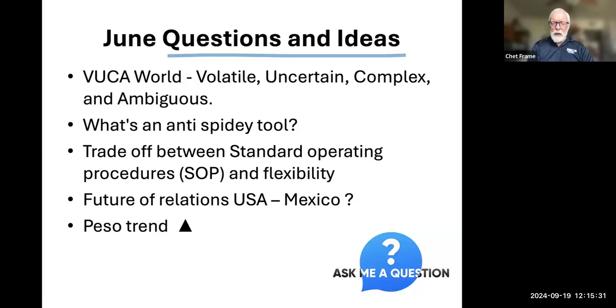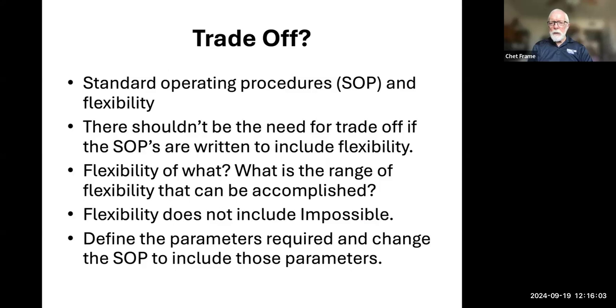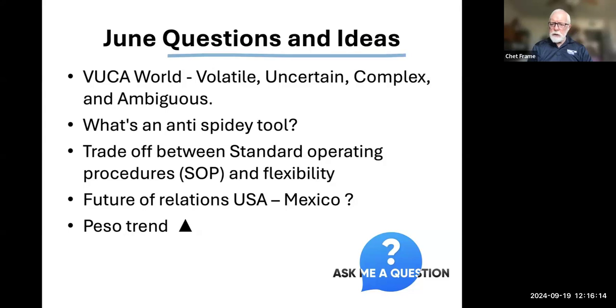Before we get into it, you can start thinking about it, keep thinking about it. I just wanted to go back. The last time we met was in June, and you had these questions and ideas that you wanted to cover. And we covered the VUCA world and what's an anti-Spidey tool. If you missed that one, you got to understand Spidey. So I thought the other three we did not get to, I thought that we would start with those. The question was, is there a trade-off, or how do you do a trade-off between standard operating procedures and flexibilities?